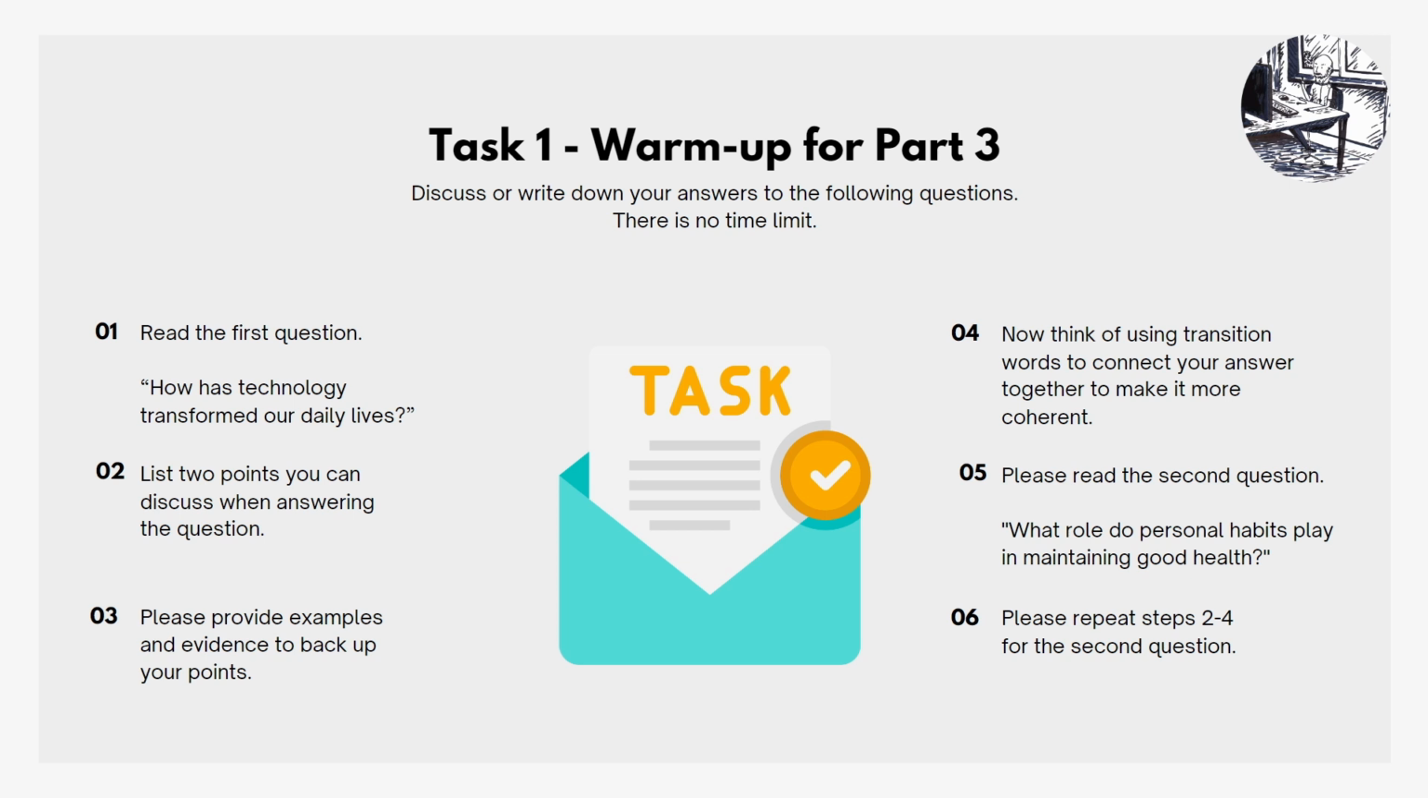There is a question on your screen now. How has technology transformed our daily lives? So I want you just to look at the question and think about how you would answer that in part 3. List 2 points you can discuss when answering the question. So if you do think it has changed our daily lives, say 1 point as to why it has, and then another point as to why it has. Provide some examples and evidence to back up those points, and then try to think of some transition words, some cohesive devices to link your answer together.